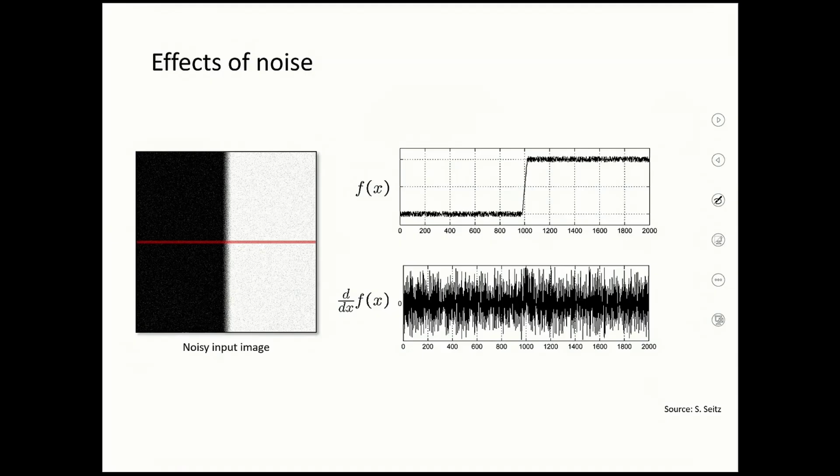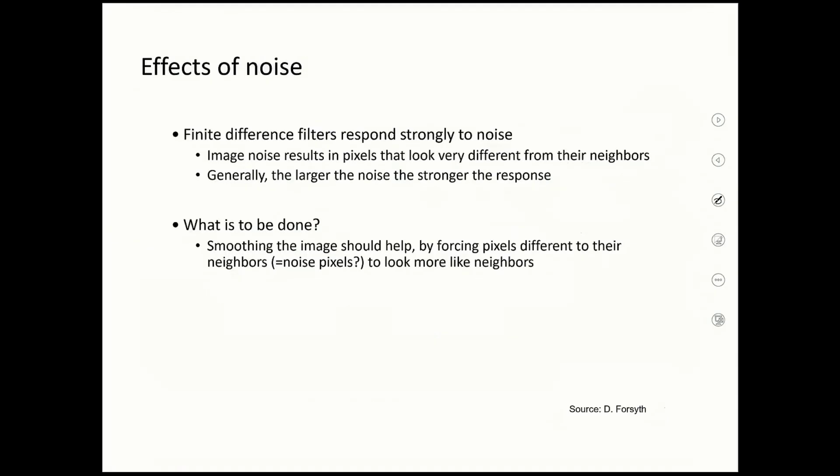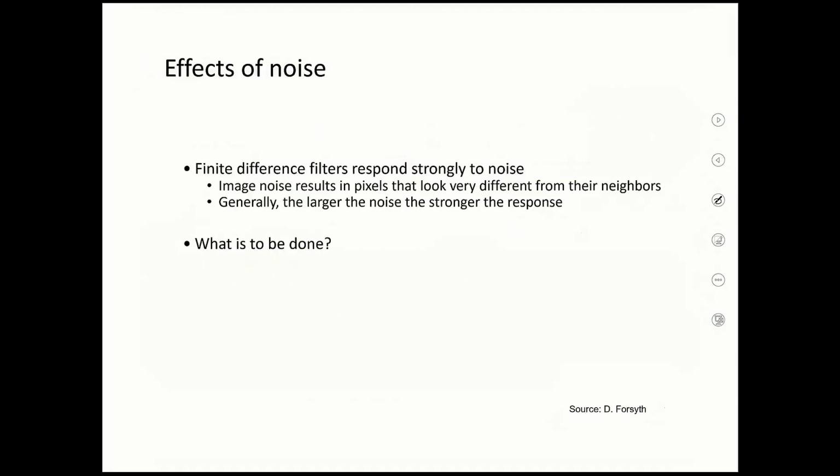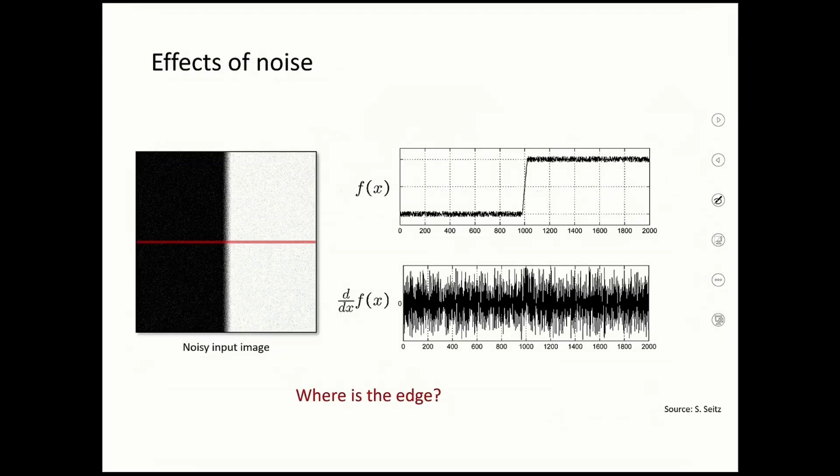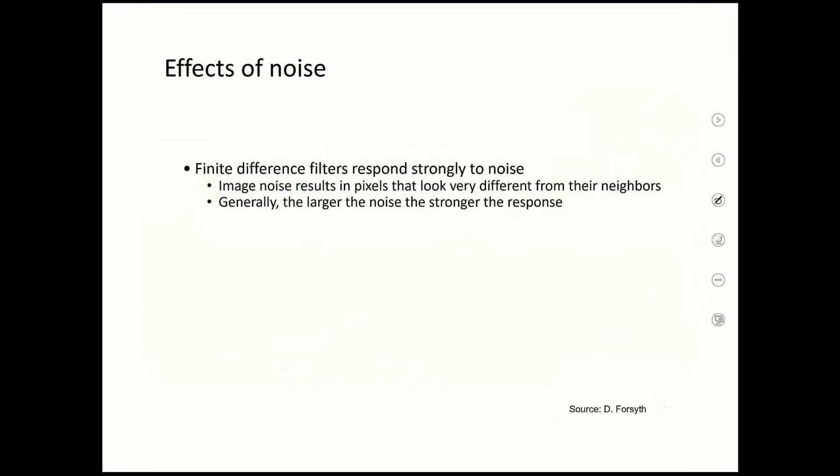So what's the solution? Smooth it, right? Let's do this. The reason we don't get the edges is because the noise made the neighboring pixels very random, not similar. That's the reason we did not get the edges. And the stronger the noise, the stronger the response, and the less ideal the response will be.